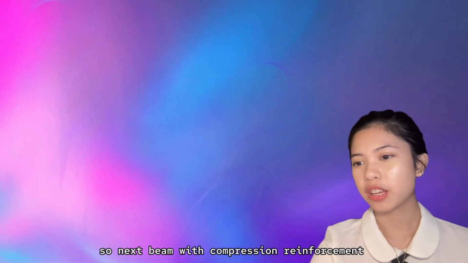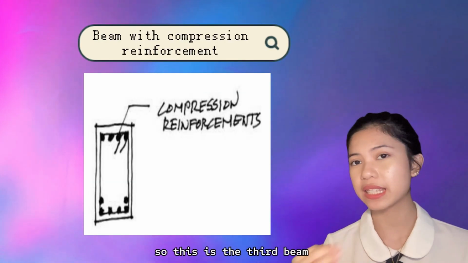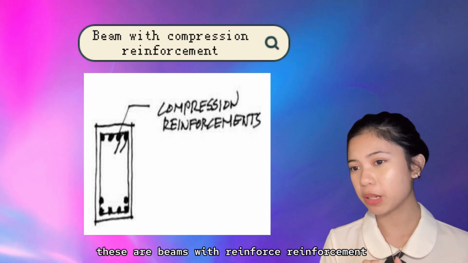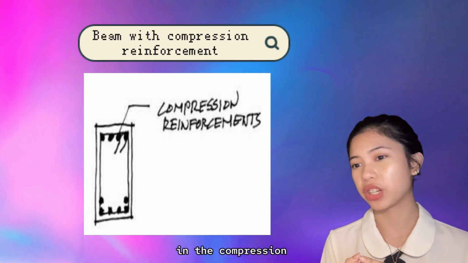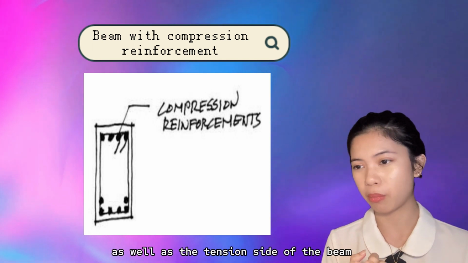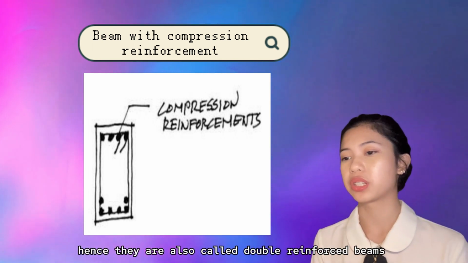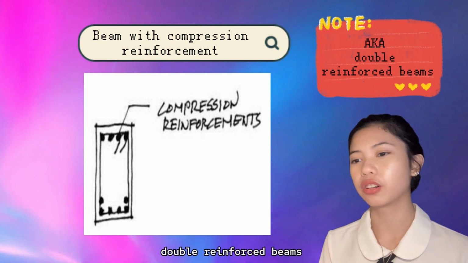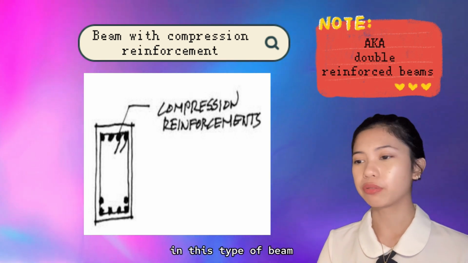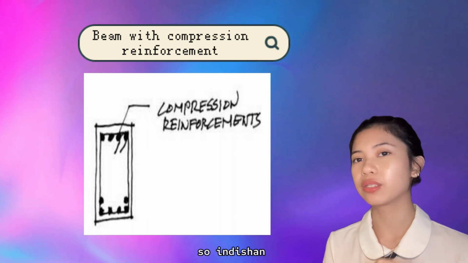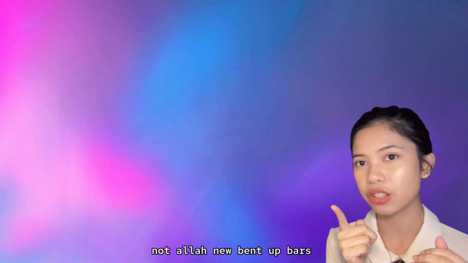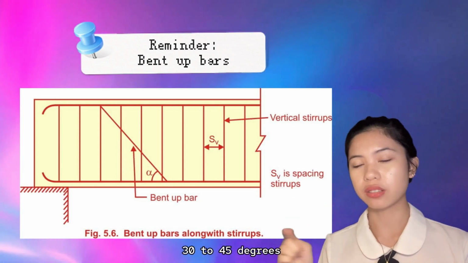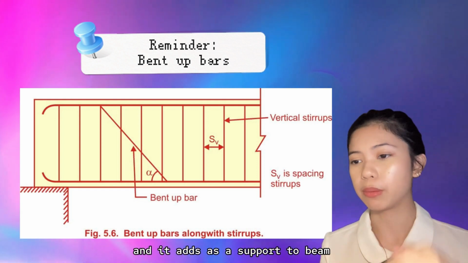So next, beam with compression reinforcement. This is the third beam. These are beams with reinforcement in the compression as well as the tension side of the beam. Hence, they are also called double reinforced beams. In this type of beam, no bent bars are required. So, hindi siya nagre-require ng bent up bars. Naalala niyo yung bent up bars? Bent up bars is yung bars na naka-bend 30 to 45 degrees, and it adds as a support sa beam.